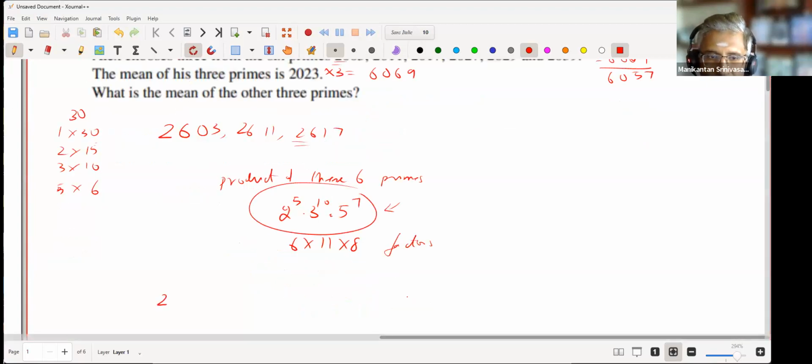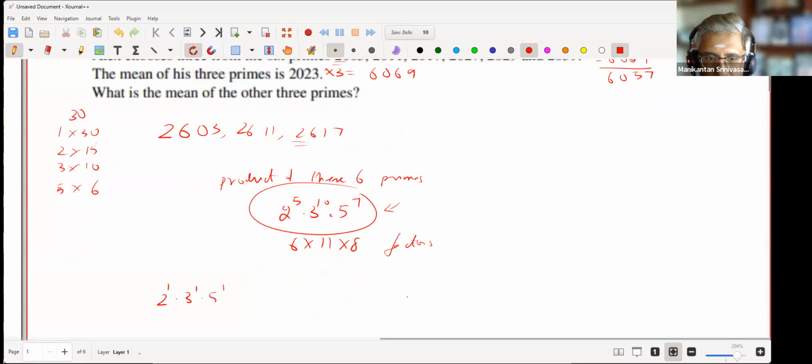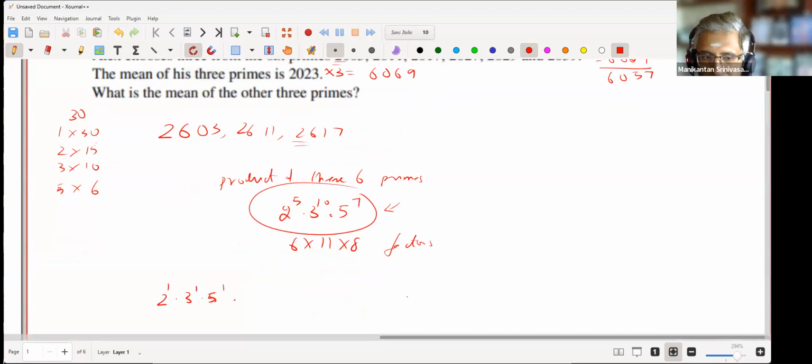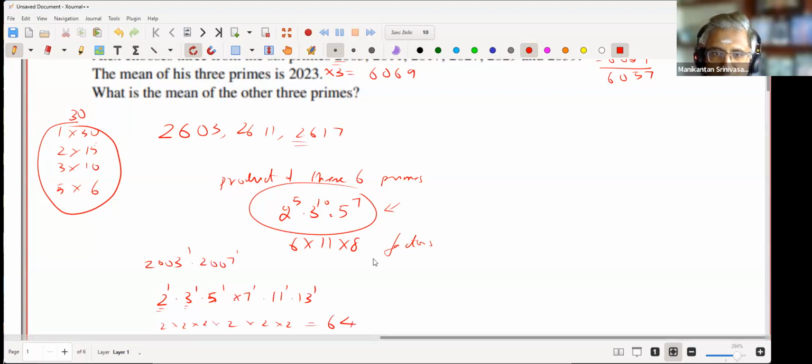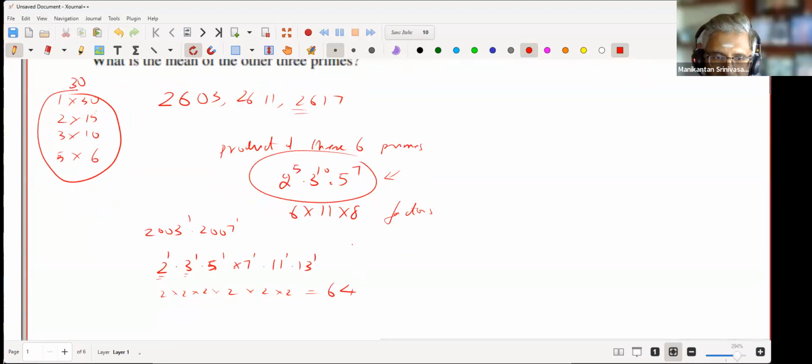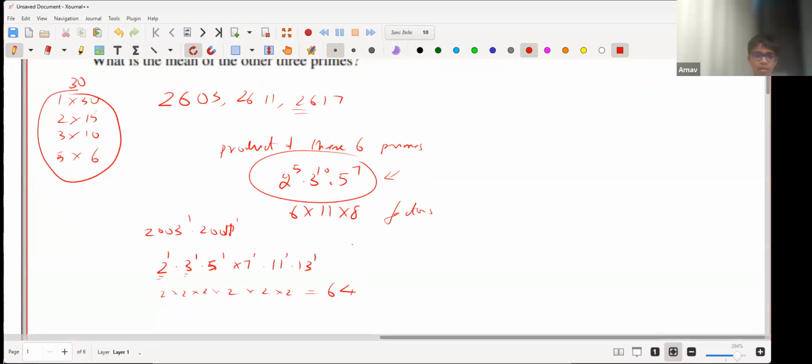Okay, so very similar, right? Had it been 2 power 1 into 3 power 1 into 5 power 1, that has 2 into 2 into 2 factors, therefore 8 factors. Those are the 8 factors that we listed here. Had we continued with 7 power 1 into 11 power 1 into 13 power 1, they'll have a further 2 into 2 into 2, therefore 64 factors. And it doesn't really matter whether the prime number is small or big. Instead of 2, if it's 2003, it's still a prime number. So whether it's 2003 or 2007, or 2011, it does not really matter. 13 factors, right? 64 factors.